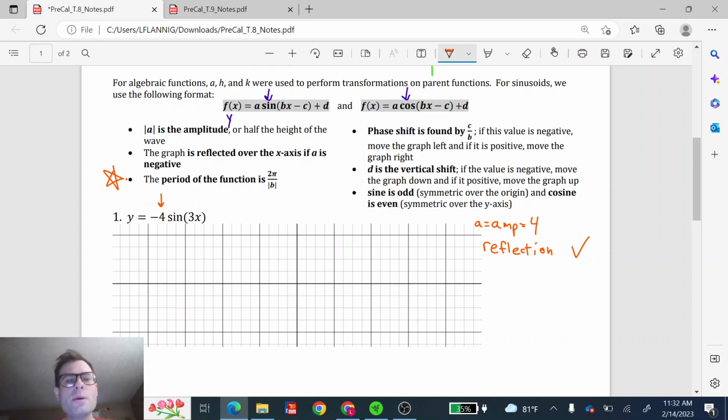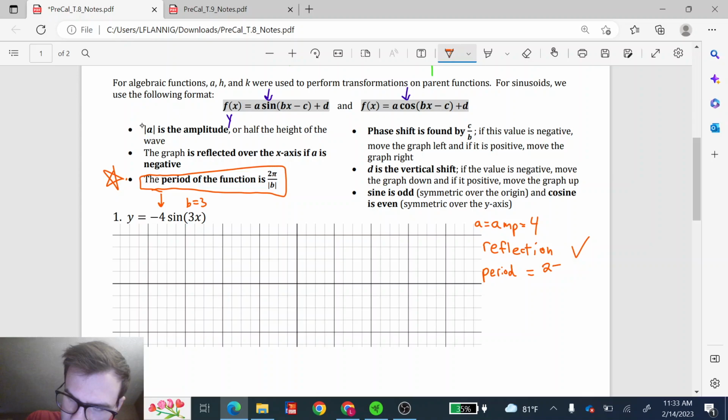And that's found by doing 2 pi over b. So this is, again, super important. Please pay attention to this one. This is the most important part. The period of the function is 2 pi over the absolute value of b. So let's look. In this case, right here, b is 3. It's the thing next to x. So the period of this is 2 pi over 3. That's the idea.